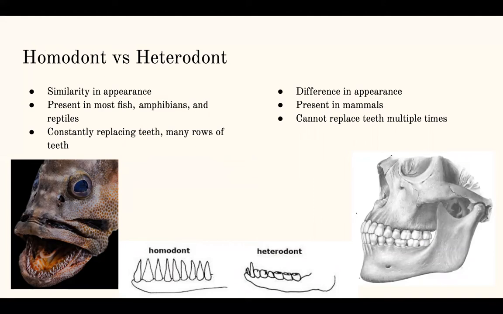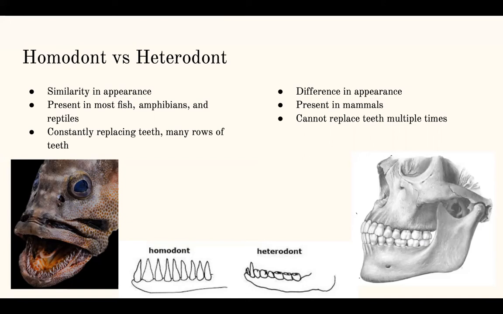And they have the ability to constantly replace their teeth. And many of these organisms also have many rows of teeth. So, for example, if you think of a shark, they have many rows of teeth. So if they lose a tooth, and you happen to have a shark tooth necklace, it's a prime example, they don't worry too much because they can replace that tooth.